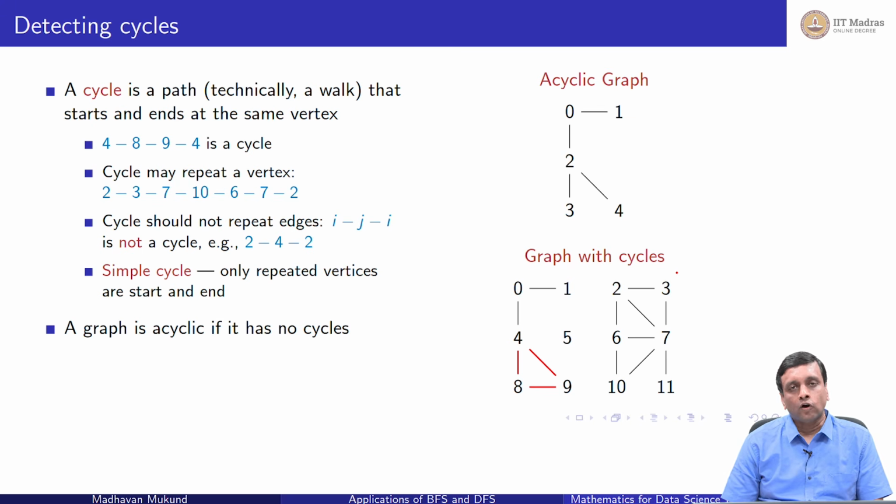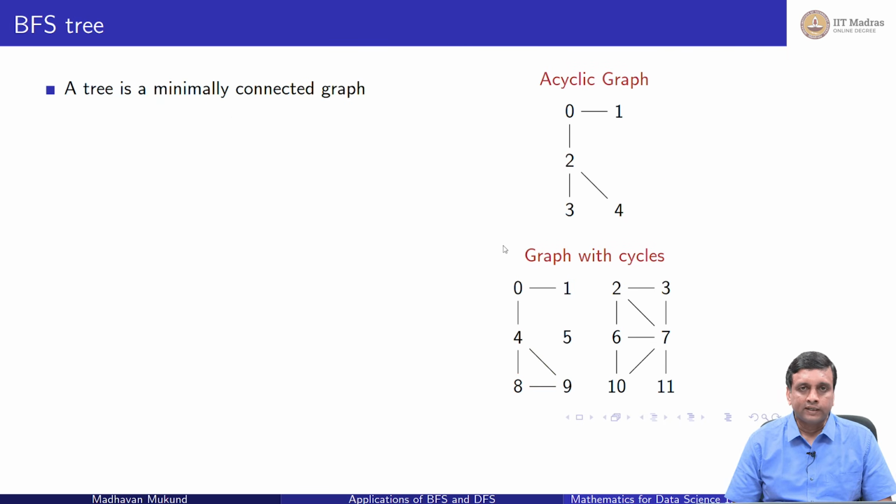So if a graph does not have any cycles, then it's called acyclic. So this graph is acyclic because there are no cycles in it, whereas the graph on the bottom is not acyclic, right? So we don't really call it a cyclic graph. We are interested in whether it's acyclic or it's not acyclic. So this graph has cycles, and what we would like to do now is say that if a graph has cycles, how do we find these cycles, right? That's our goal. So we start by looking at what is called a tree.